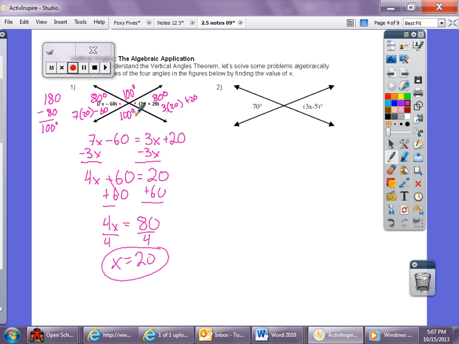So work on these next couple examples. Make sure that the ones that are vertical angles are equal, and some of them are supplementary. They're a linear pair, so see how you set them up differently. Alright, so that was our conjecture about the vertical angle theorem.